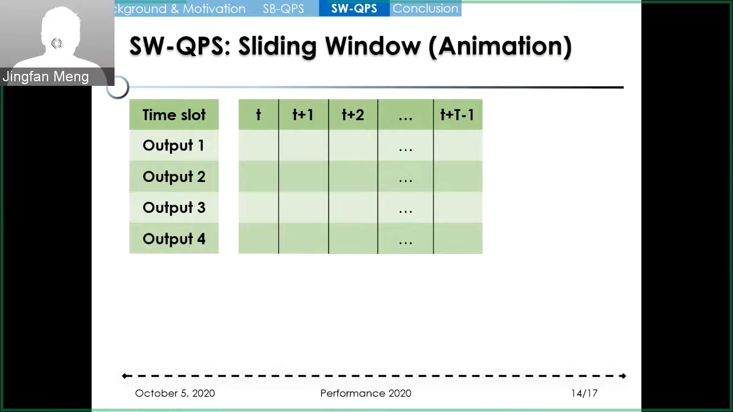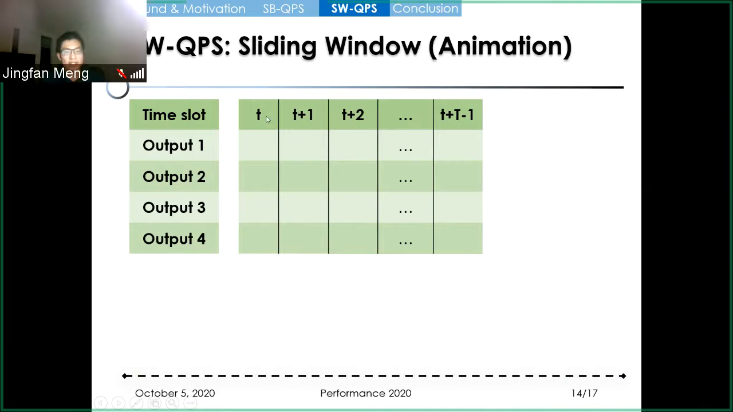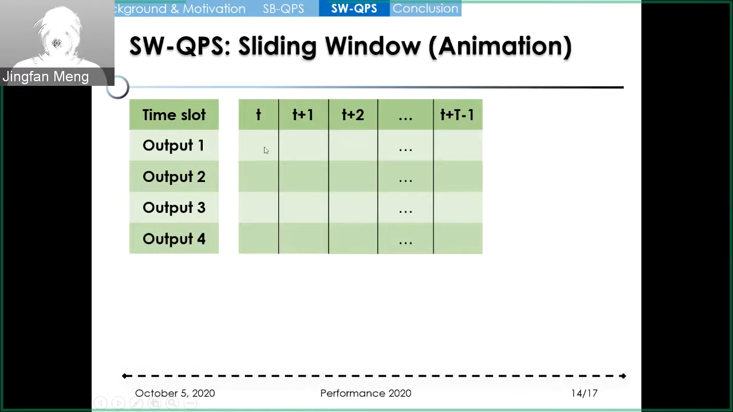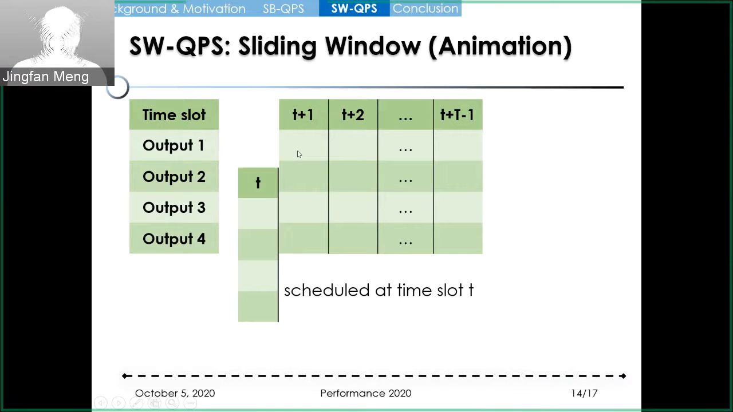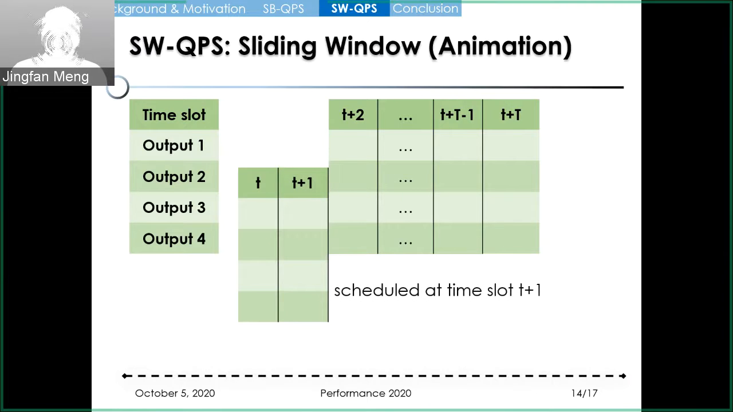Here, we show how sliding window QPS generates one matching each time slot using this animation. Here is a batch of capital T time slots and capital T matchings. Each matching is a column in this figure. At time slot lowercase t, the first matching in this batch is scheduled, and we add a new empty matching to the end of this batch, so that this batch always contains capital T matchings. At time slot t plus 1, we perform the same operation. The first matching is scheduled, and a new matching is added.